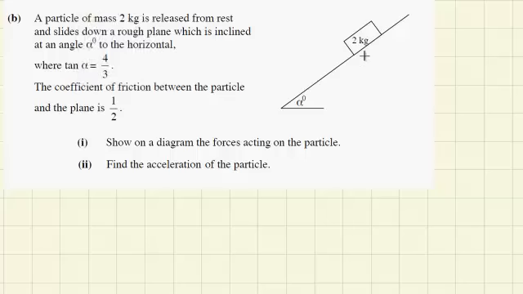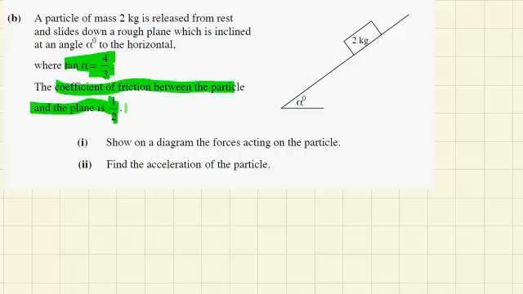Okay, so here we have a problem with a mass of 2 kilograms on an inclined surface, a rough inclined surface, so we're going to have to deal with friction. We're told that the tan of the angle is 4 over 3. We can use that, I'll show you in a second, to work out the sine and cos of that angle. We've got a coefficient of friction between the particle and the plane of 1/2.